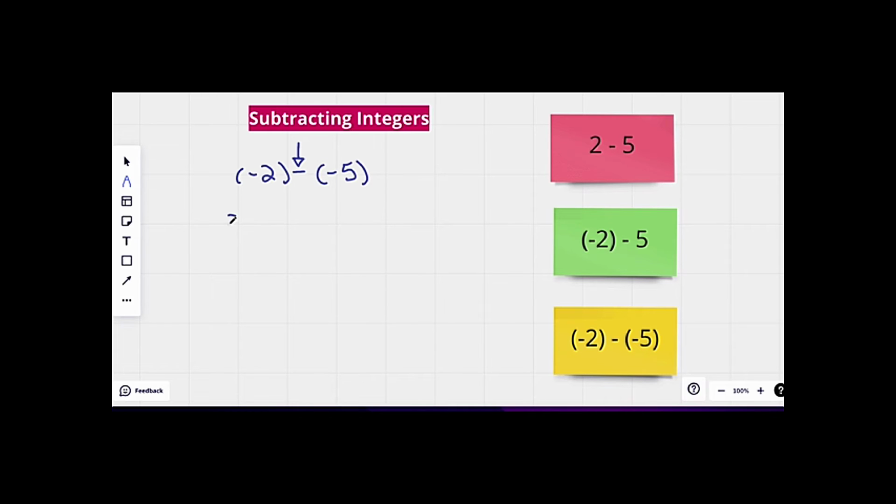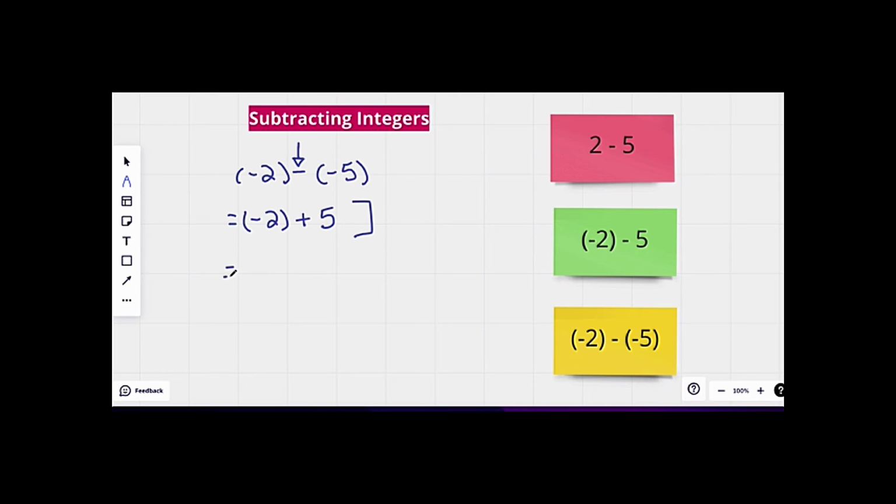Okay, on our next step, we bring down our -2. We're not doing anything to it, okay? And our operation changes to plus, to addition. And we said the number on the right, we've got to change the sign to the opposite of what it currently has. So this is a -5. What's the opposite of -5? +5.